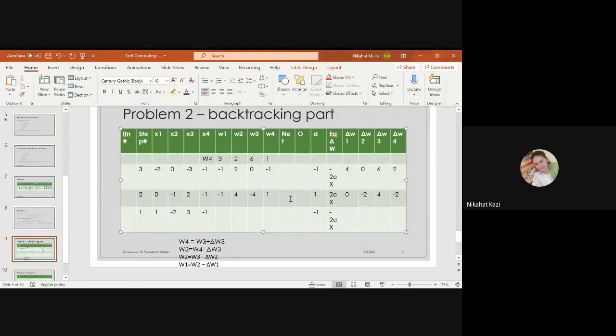Similarly, what you need to do is use the same logic and compute W1. So W1, first step will be to compute delta W1. Delta W1 again is minus 2Cx. So minus 2Cx, you apply to this pattern, this is x1. Okay. What is the value that you are getting? Minus 2, 4, minus 6, and 2. Right?